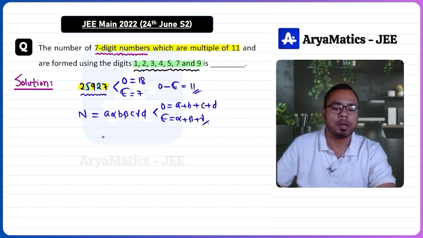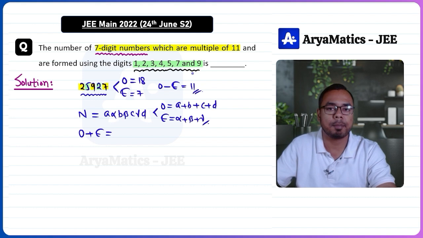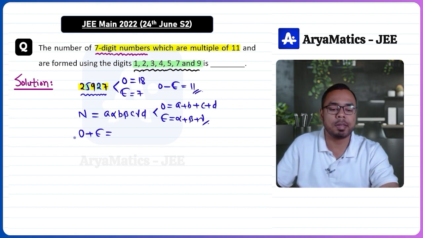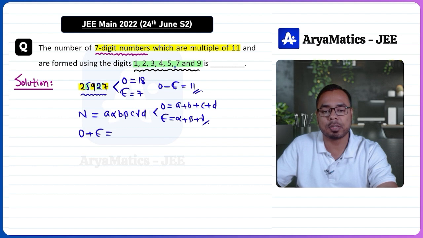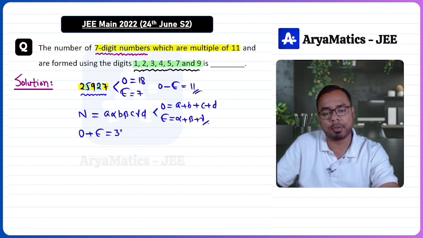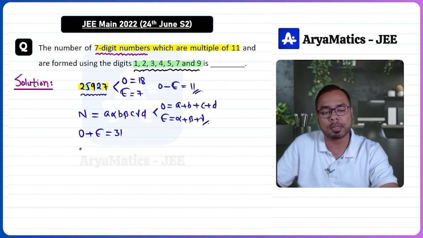Now if I calculate O plus E, this will be nothing but the sum of all these 7 digits. First we'll see what digits we can place at odd and even places. So O plus E will be the sum of all these 7 digits. If you add all these numbers, you will get 15 plus another 16, so it will be 31. So this must be the sum of all the digits, right? Sum of digits at odd places plus sum of digits at even places.